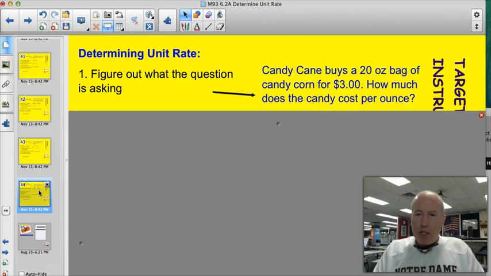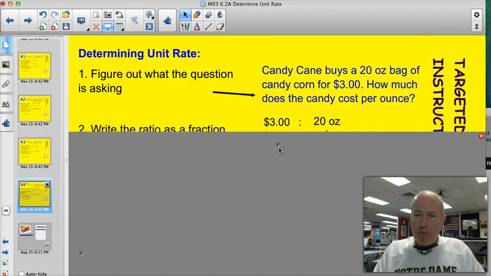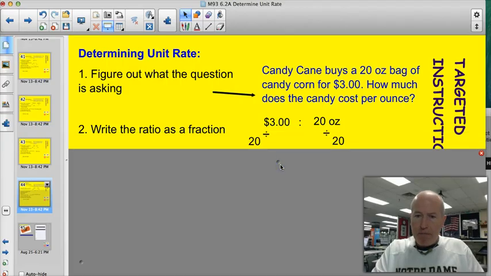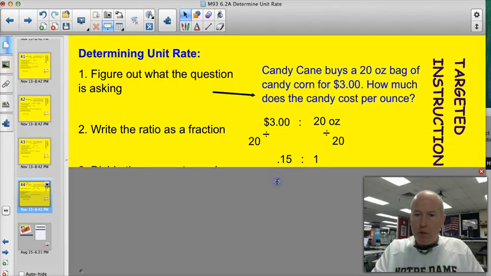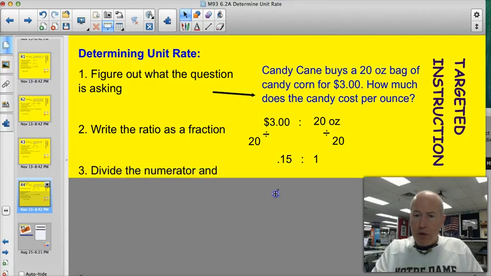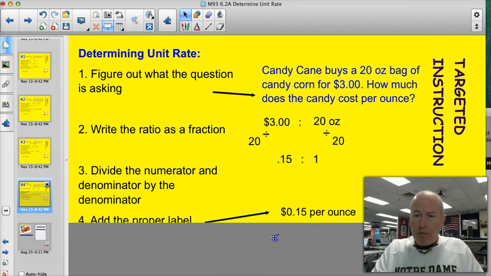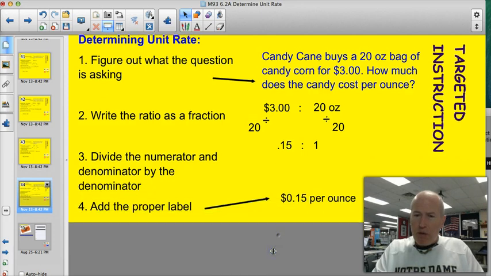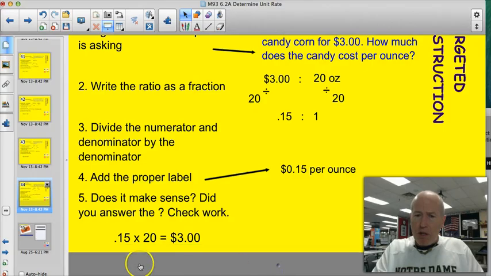All right, Candy Cane buys a 20-ounce bag of candy corn for $3. How much does candy cost per ounce? Did you set yours up like this, your new ratio? All right, did you divide by 20? You did. You'd have got 0.15 to 1 as your new ratio, or your unit rate. Does that make sense? 15 cents per ounce? Yeah, it does. Just check my work. 15 cents per ounce times 20 ounces gives me $3. All right, you are ready for the ticket to the show.